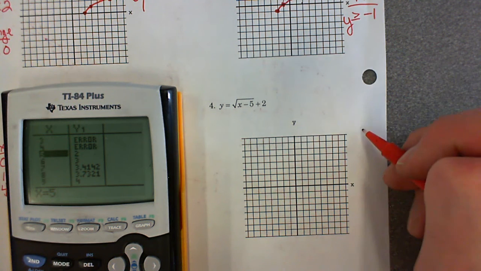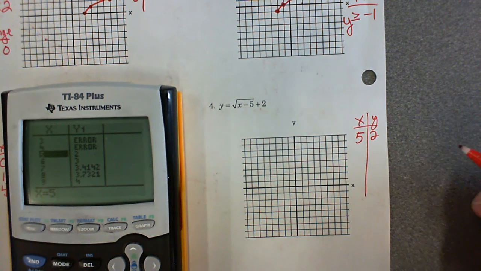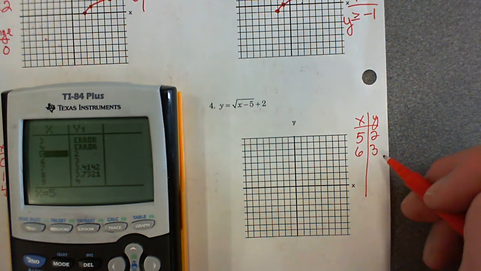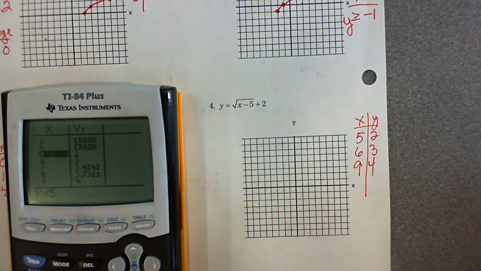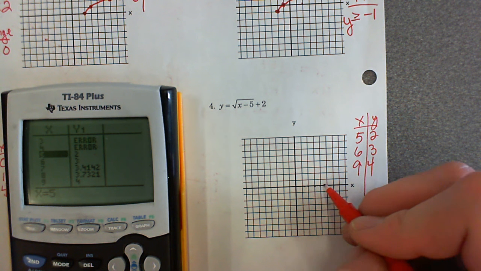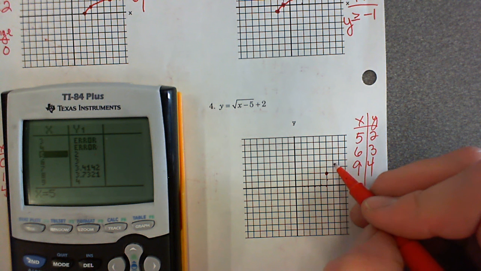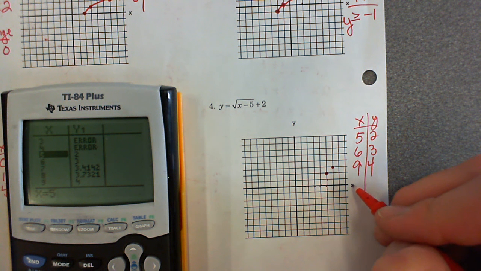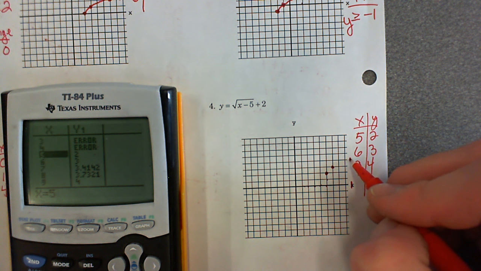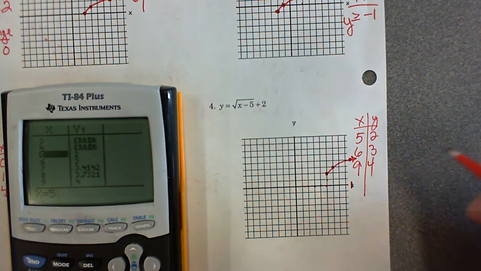So our table here, X and Y, this is at 5, 2. Next nice point is at 6, 3. Next nice point after that is at 9, 4. So let's plot that. 1, 2, 3, 4. 1, 2, 3, 4, 5. 1, 2. 6 is up at 3. And then we have to go one more. Let's pretend it's right here. We're up at 4. So there is your graph.